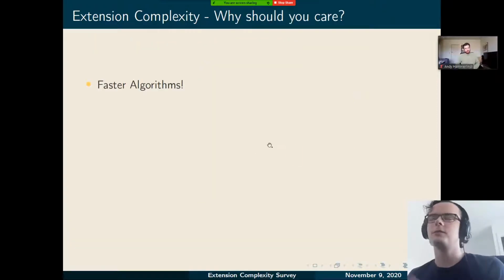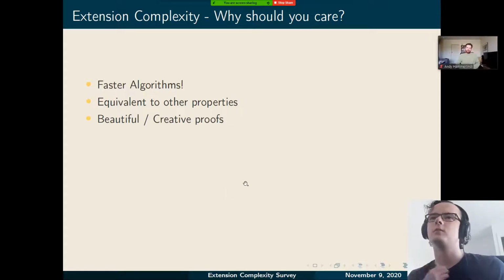I think from here, given that we care about linear programming, it's pretty obvious why we should care about extension complexity. Because we want to solve these linear programming problems as fast as possible, and therefore we want to find the smallest size polytope that we can embed our space in. As we'll see in a second, the extension complexity of a polytope is equivalent to a lot of other properties in different areas of mathematics, which seem disjoint, but they show up anyway. And that leads to some very, in my opinion, beautiful and creative proofs.